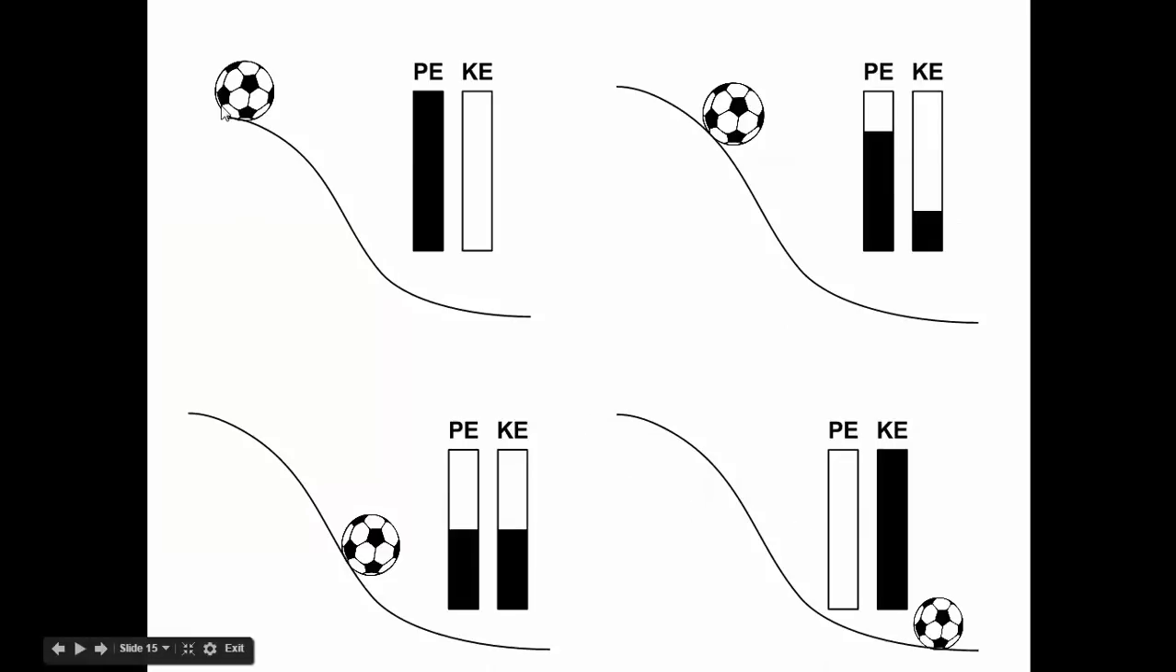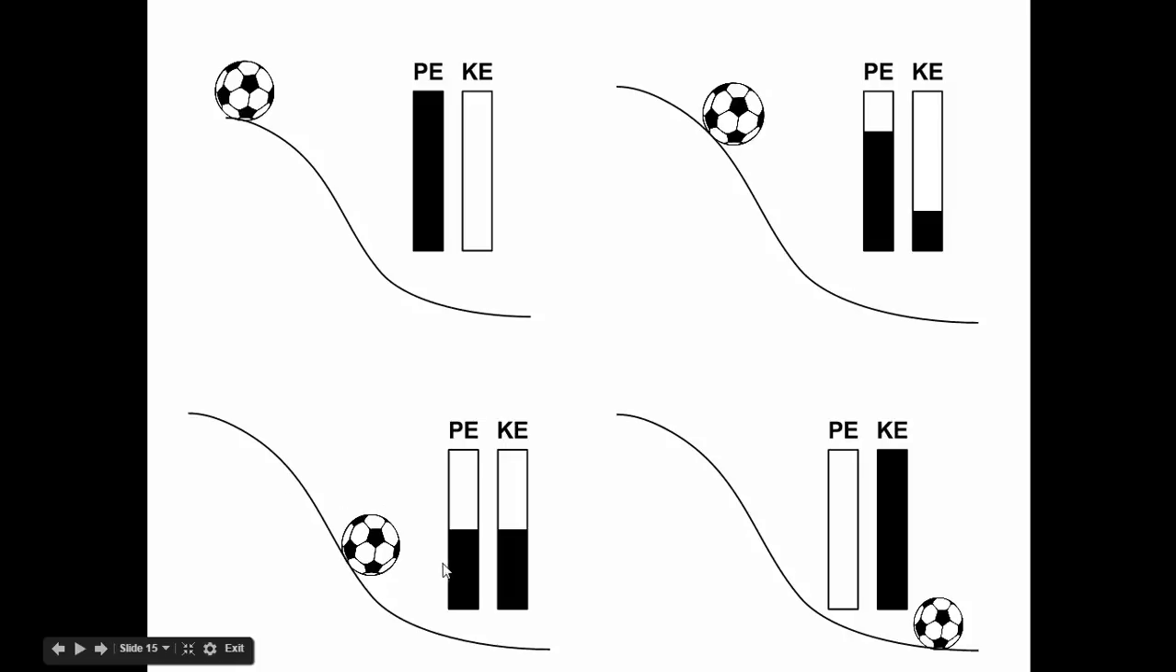And here's some more examples. Here the soccer ball is at the top of the hill. It's at the highest point. It has not started to move. So it has 100% potential energy and 0% kinetic energy. Here it's at about 75% of the way up the hill. Its potential energy is at 75%. It's decreased. Its kinetic energy is now at 25%.